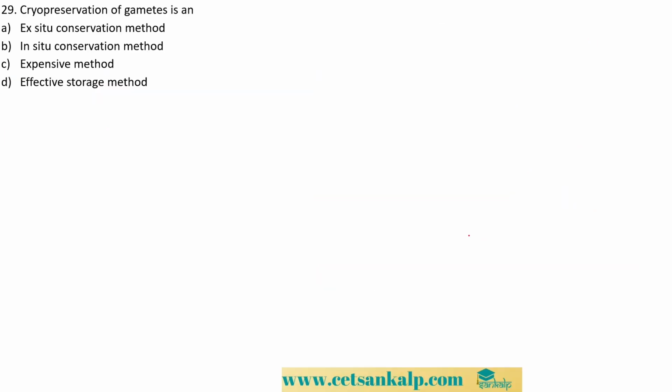Right? Now, the next question. Cryopreservation of gametes is an ex situ conservation method, in situ conservation method, expensive method, or effective storage method. The answer over here is the ex situ conservation method. In situ means on-site conservation, in the natural habitat, where we conserve on site. But if we are talking about zoological parks, botanical gardens, seed banks, cryopreservation of gametes, all of these are actually the ex situ conservation methods.